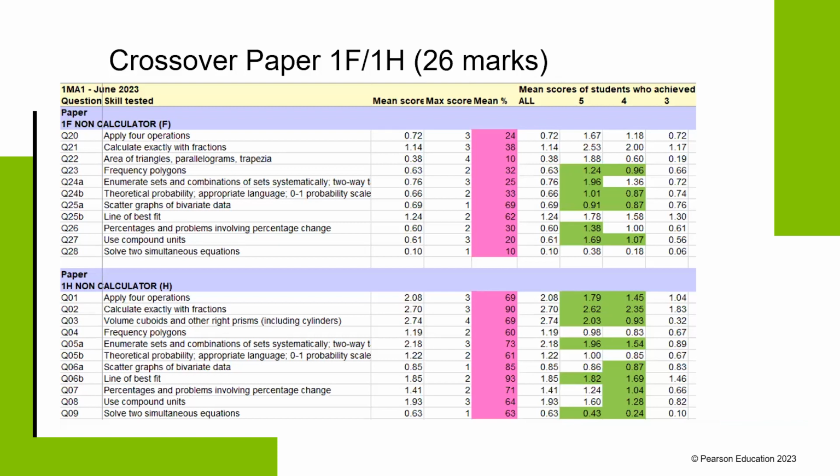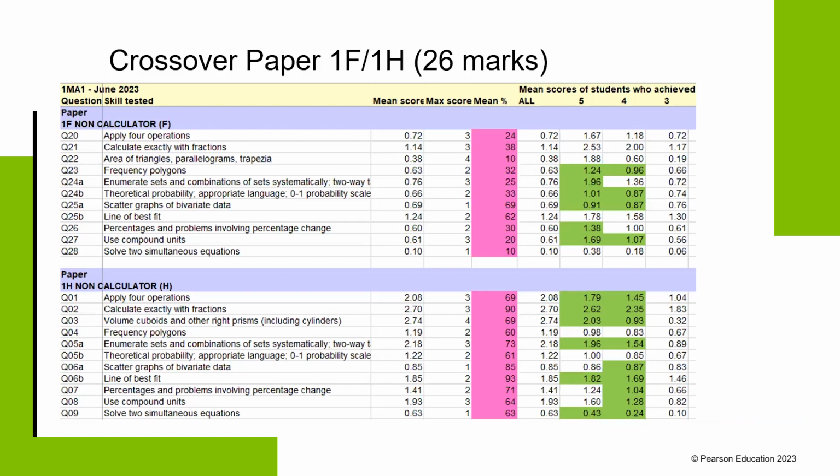We can see that, for example, those applying the 4 operations, that fraction question I spoke about earlier, we can see that the average score, it was a 3-mark question, but on the foundation paper, the average mark for a grade 4 student there was 1.18, and the average mark for a grade 4 student on the higher tier was 1.45, so slightly higher. I'll let you have a dig into this data in your own time, maybe over the weekend with a cup of tea or something.